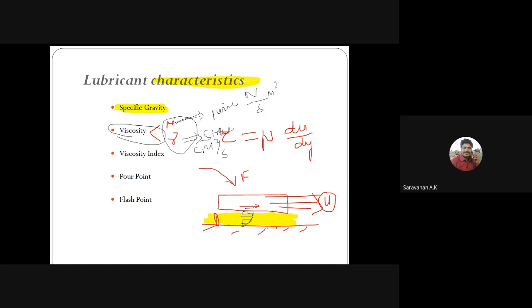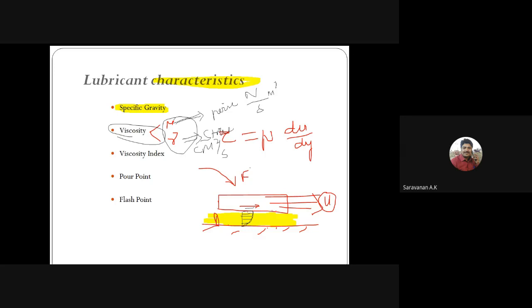So the additives will be used for the mineral oils. Why? Because we have to attain the viscosity. The viscosity is a very important characteristic of any lubricant, so that we have to see.